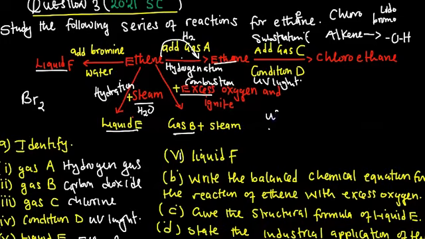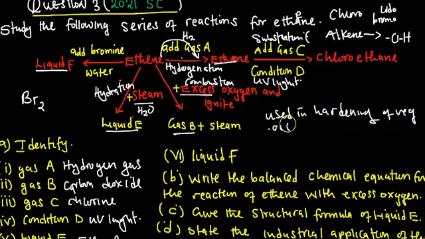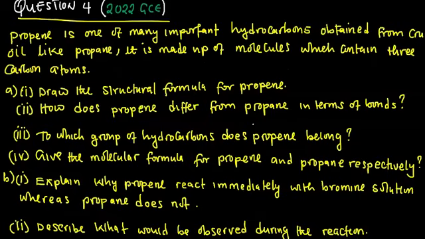So it is used in hardening of vegetable oil to form margarine. That is one of the applications. Then it is also used to improve the oxidative stability of oils, and also used in the petrochemical industry. So the 3 uses: hardening of vegetable oil to form margarine, improving the oxidative stability of oils, and use in petrochemical industries. So take note of those uses.